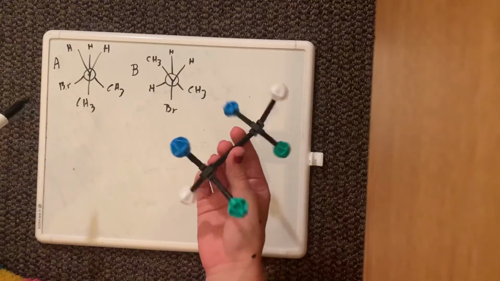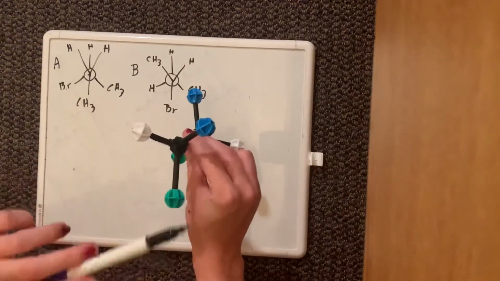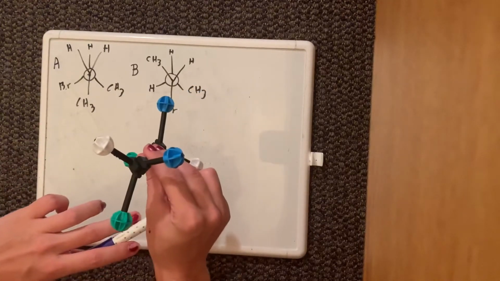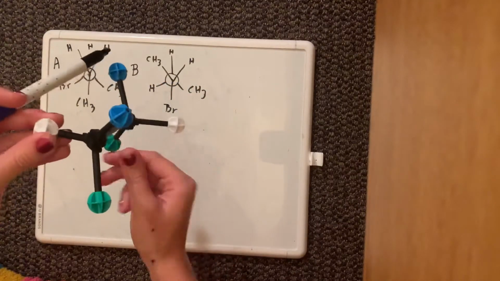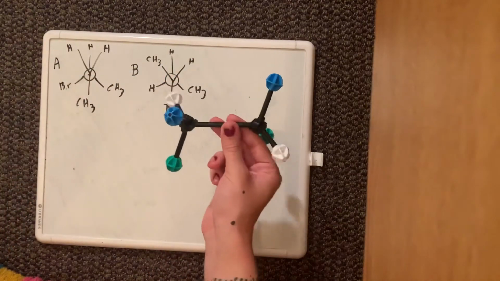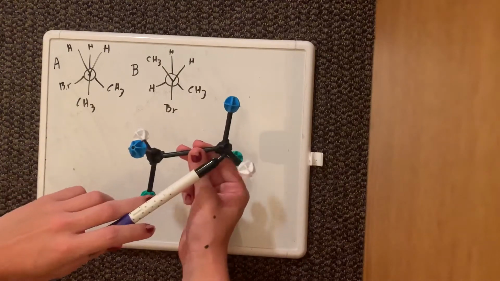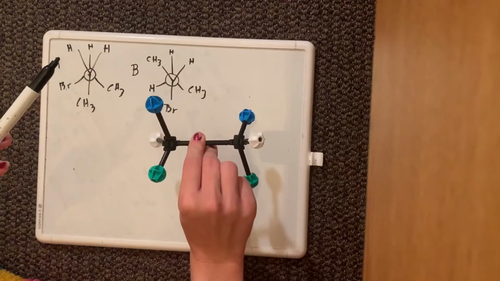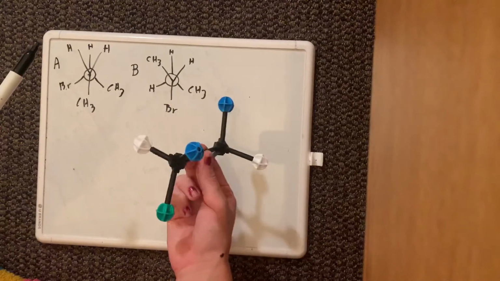So I've got my molecule looking like this: H, H, CH3, H, bromine, CH3. And I'm going to do a pancake flip. Right now, it looks like this from the side, front carbon, back carbon. And I'm going to turn it over like this. Over. Watch where my molecules go.